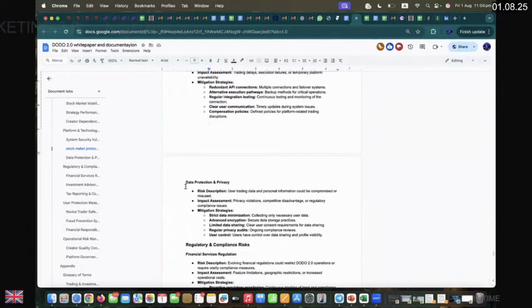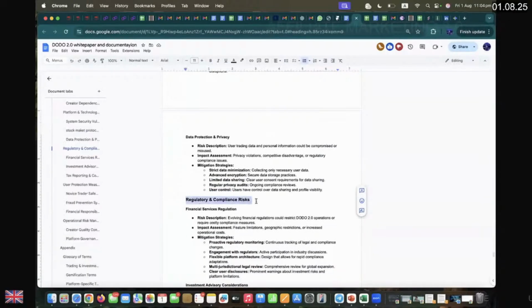So, risk: data protection and privacy. Risk is user trading data and personal information could be compromised or misused. Privacy violation, competitive disadvantage, or regulatory compliance issues. What are our strategies? Strict data minimalization, advanced encryption, limited data sharing, regular privacy audits, user control.